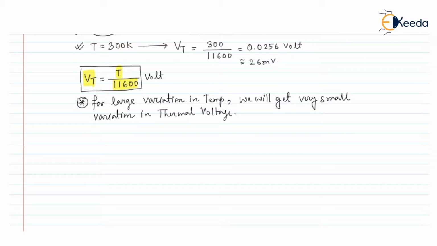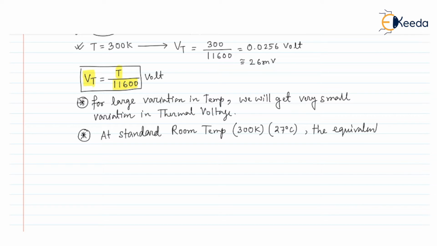Now, the second conclusion we can draw here is that at standard room temperature, that is at 300 Kelvin, or we can say 27 degrees centigrade, the equivalent thermal voltage Vt is equal to 26 millivolt. These two conclusions are very important with respect to the GATE examination.